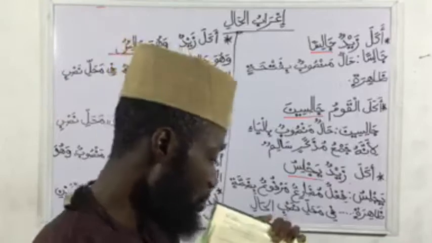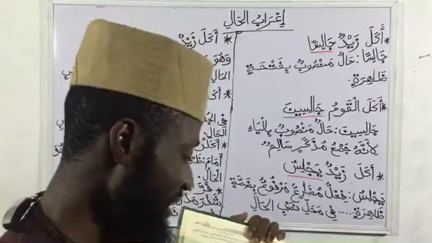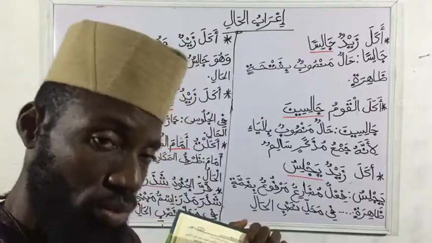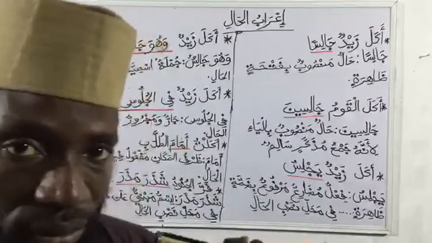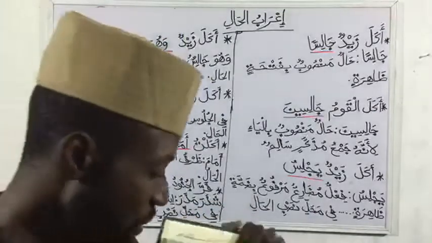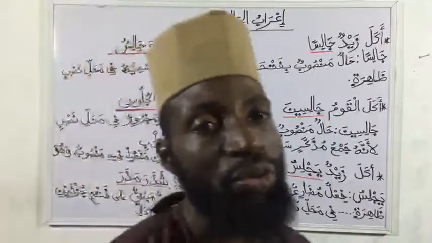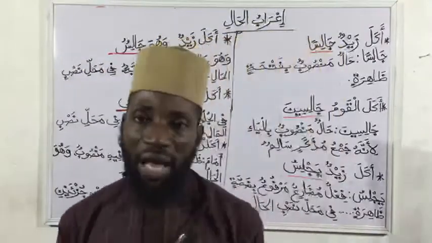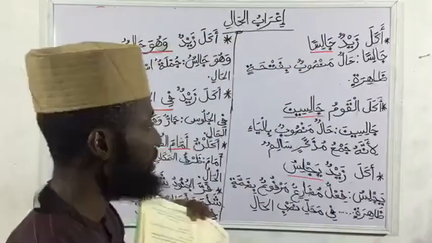أبصرت عليا مع أصدقائه. أبصرت, I looked at Ali. So فعل وفاعل أبصرت. عليا مفعول به. مع. Now مع is a ظرف. Ma is a what? It's a zarf. So we take it alone. So ma is a zarf. So zarfun, and it will be a zarfun mabniyun ala alfathi.